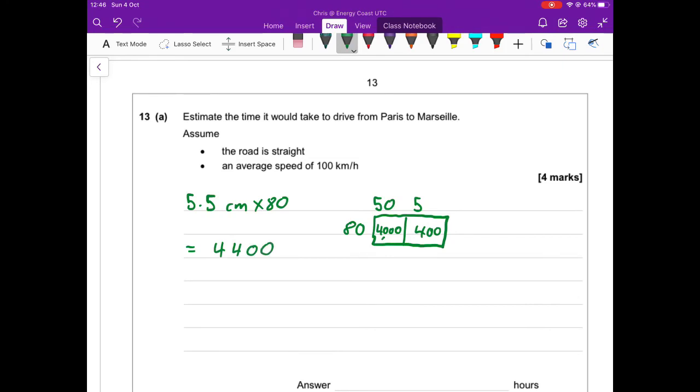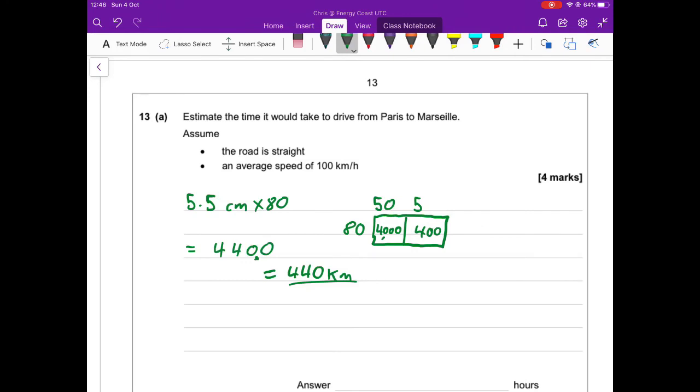But it's not really, because my first sum is really a bit more than 5 times 80. 5 times 80 is 400, so the decimal point is going to have to go in there. So I know it's actually 440 kilometres. That's what I get if I do 5.5 times 80. I get 440 kilometres.